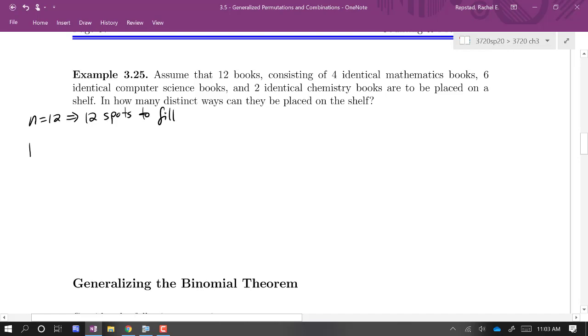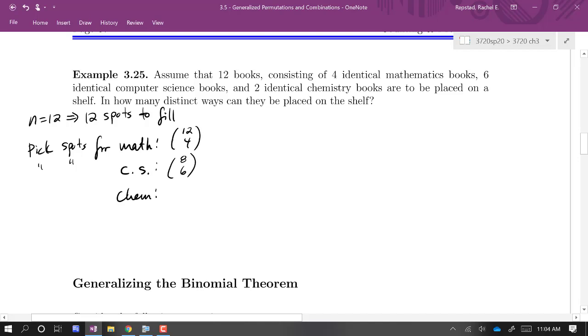So let's pick the spots for the math. Then we'll pick the spots for computer science. And then we'll pick the spots for chemistry. So 12 spots to fill, 4 identical math books. I'm just going to pick the 4 spots that get those books. So that's 12 choose 4. Once I place those 4 books on the shelf, there's 8 spots left, from which I'm going to choose the spots that get the computer science books.